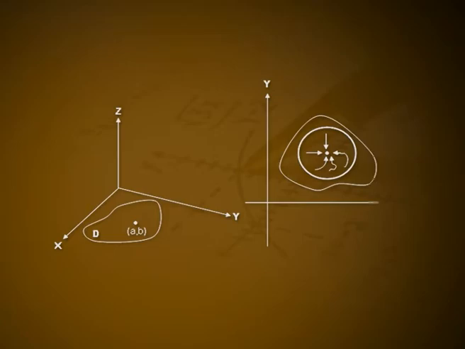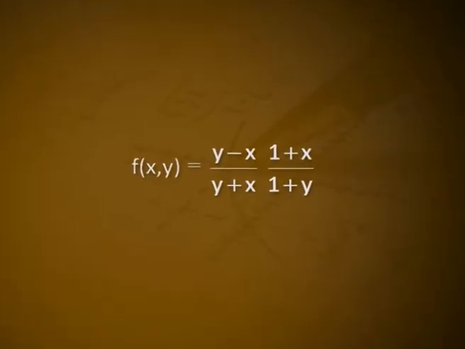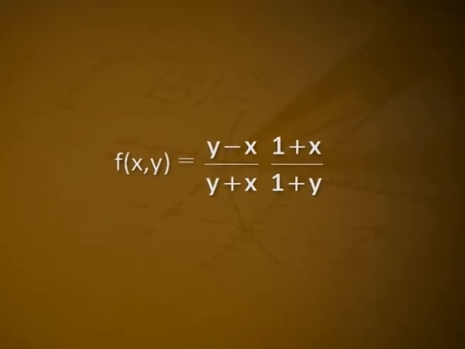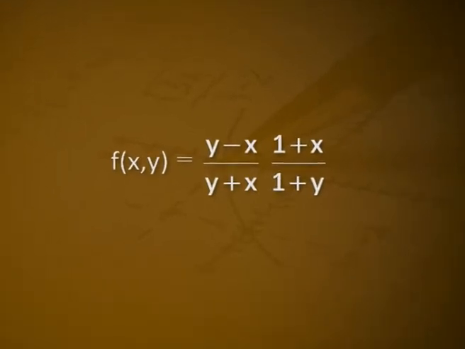This fact can be used to prove the non-existence of limit. Two-path test for non-existence of limit: if a function f(x, y) has different limit values along two different paths as (x, y) approaches (a, b), then the limit of f(x, y) as (x, y) approaches (a, b) does not exist. Example: let a real valued function f be defined by f(x, y) = ((y - x)/(y + x)) * ((1 + x)/(1 + y)) for real values x and y. We check the limit of f at the point (0, 0).